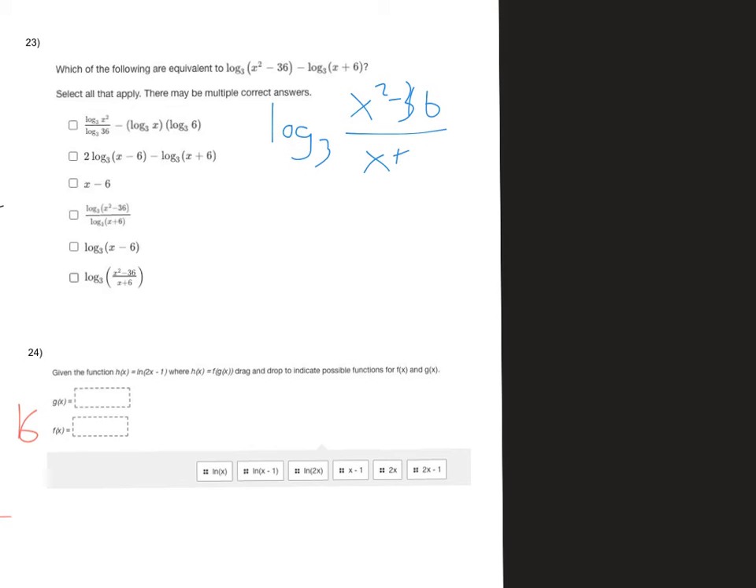36, where they're being divided. Just the opposite of our first step in that previous problem. And hey, isn't that nice? That's my last choice. Wonderful.